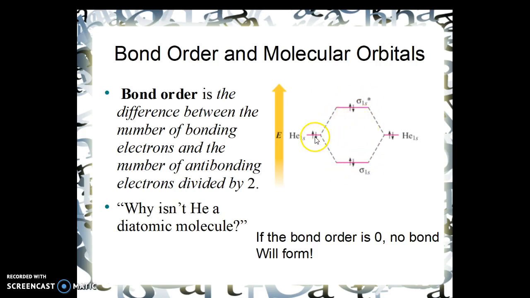But since there's a total of 1, 2, 3, 4 electrons in the atoms, you have to put 2 of the electrons down in the bonding orbital and 2 up in the antibonding orbital. Now, let's subtract. 2 minus 2 is 0, and 0 divided by 2 is 0. The bond order is 0, so helium does not form a diatomic molecule.